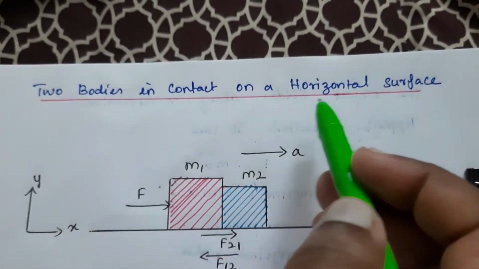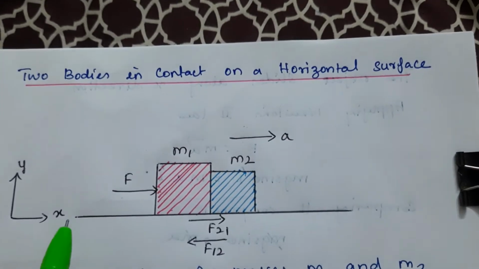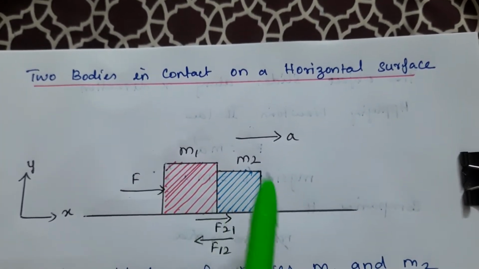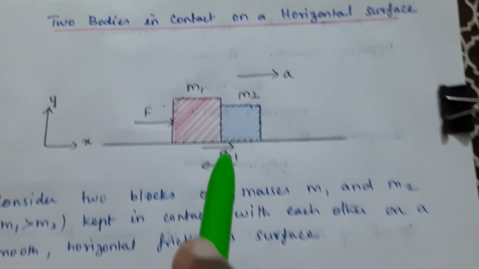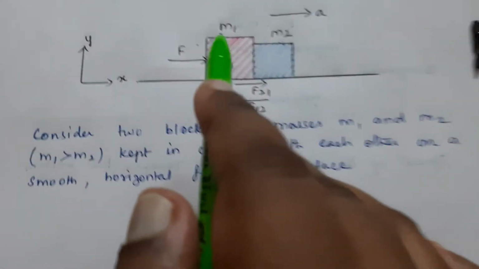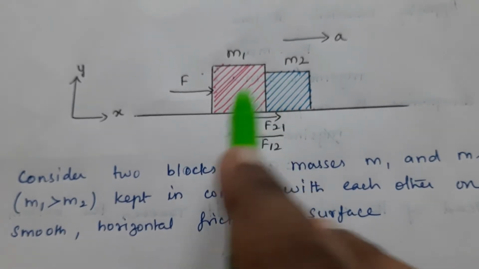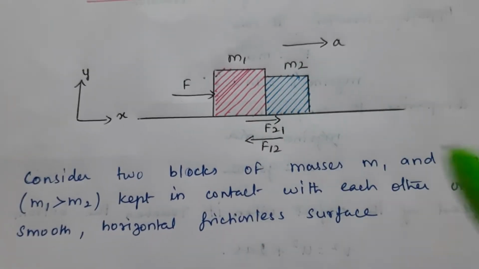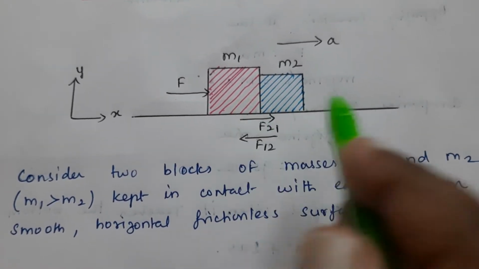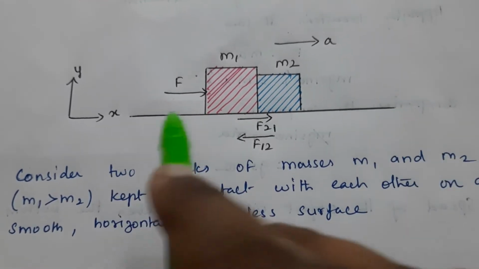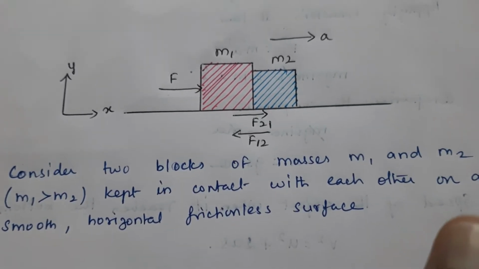Two bodies in contact on a horizontal surface. Now this is a horizontal surface, two bodies are in contact. Here we are considering the bodies having masses m1 and m2, where m1 has a mass greater than that of m2, and they are kept in contact with each other on a smooth, horizontal, frictionless surface.